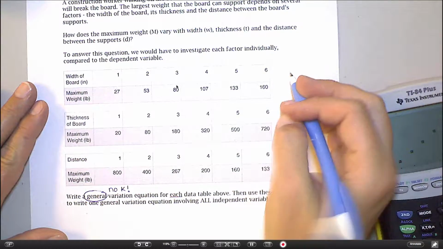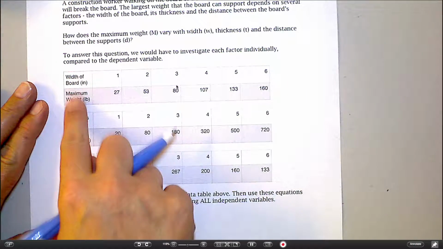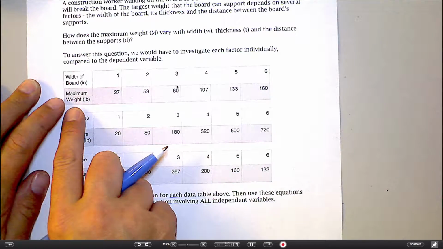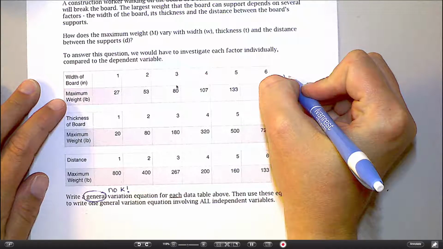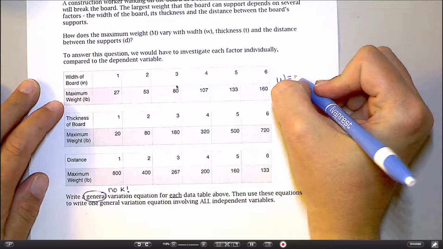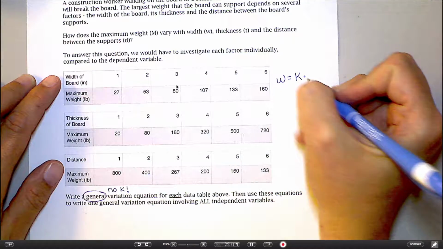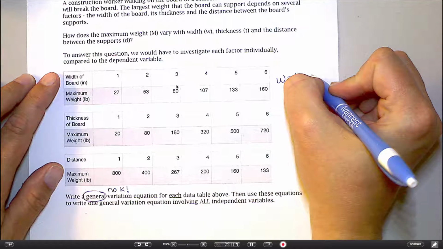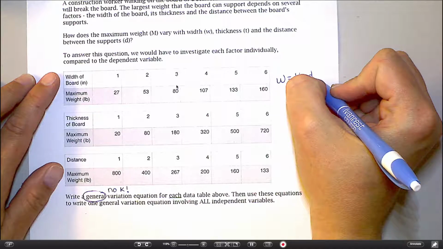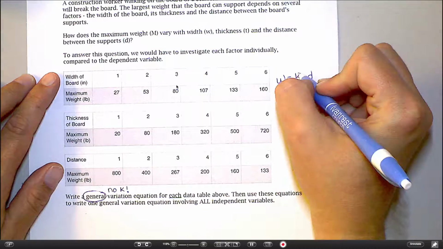And so my general variation function here, and I'm going to use letters that kind of represent these things, is my maximum weight is equal to k times, oh, I don't want to use w here. Let's just use d. Nope, I'm going to use d down below. Oh, sorry.